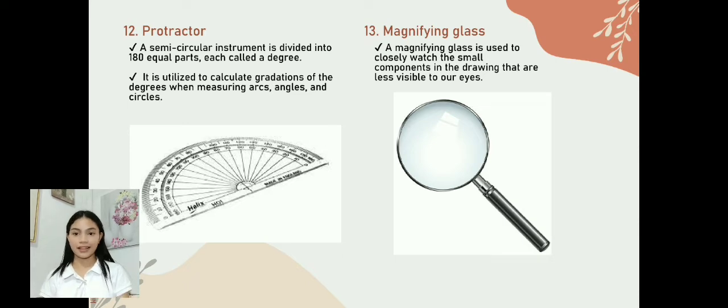Next is magnifying glass. A magnifying glass is used to closely watch the small components in the drawing that are less visible to our eyes.